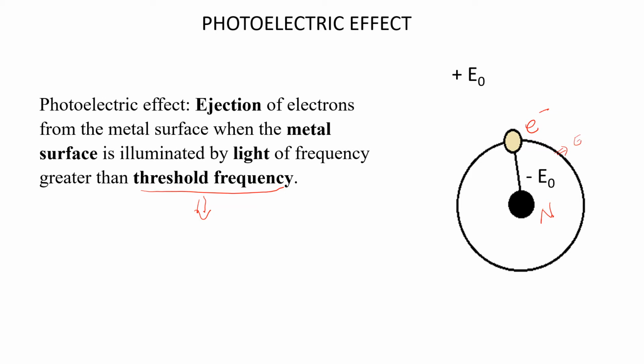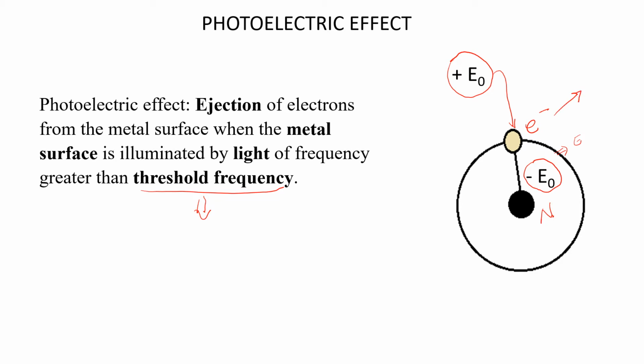Let us take that energy to be minus E naught. This minus sign indicates the electron is bound to the nucleus. Now this means that if we are able to provide an energy equivalent to plus E naught, this electron can be removed.